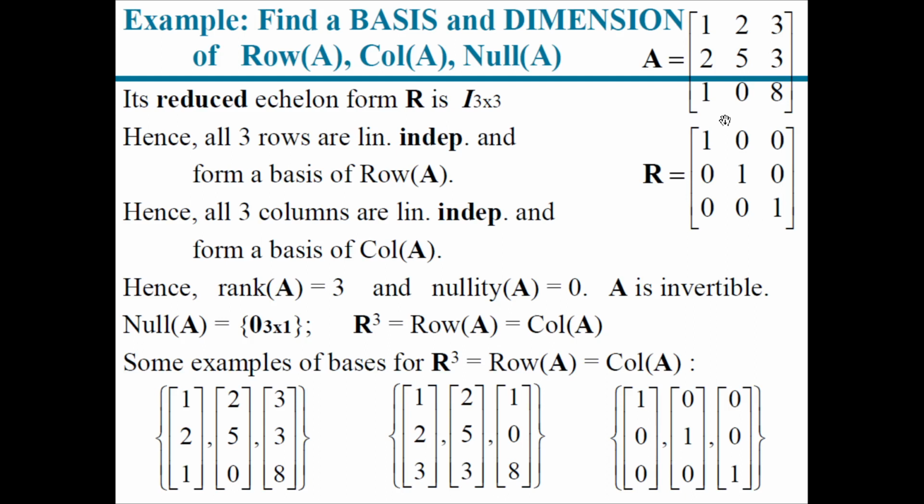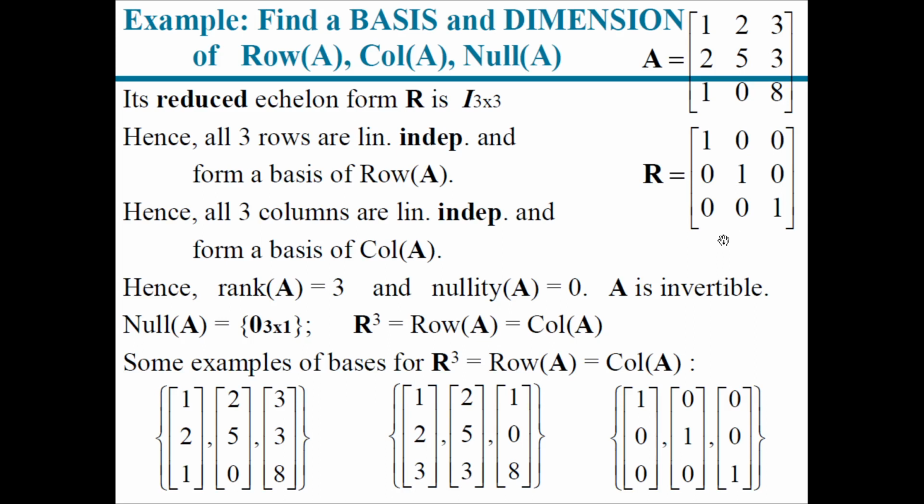Now it's more complicated. I don't see anything here. So I'm going to work and produce reduced echelon form. Well, it's here. Wow, reduced echelon form is actually identity 3 by 3. Well, that's very good news.